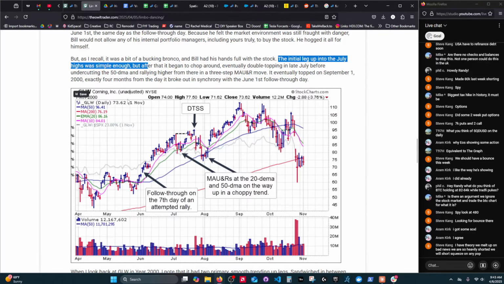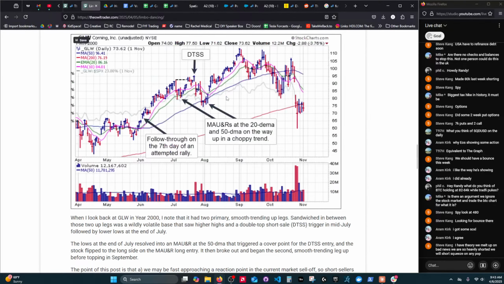It eventually topped on September 1st, 2000, right there. Exactly 4 months from the day. So he doesn't mention the result of Bill's trade, which would be interesting to see. But he goes on to show all the technical actions of something that even William O'Neil wouldn't let his portfolio managers trade in, but he tried to trade it.